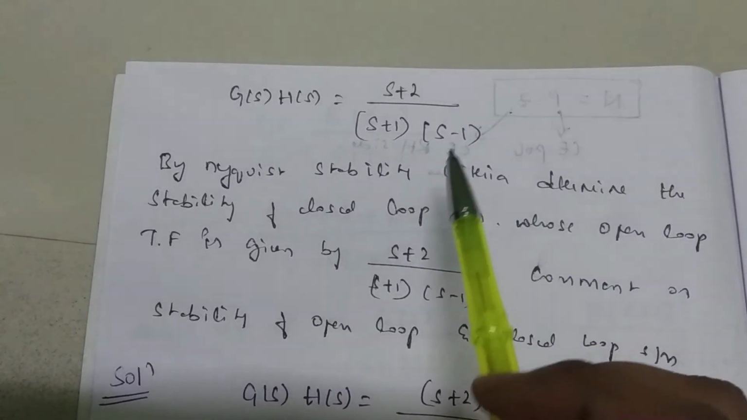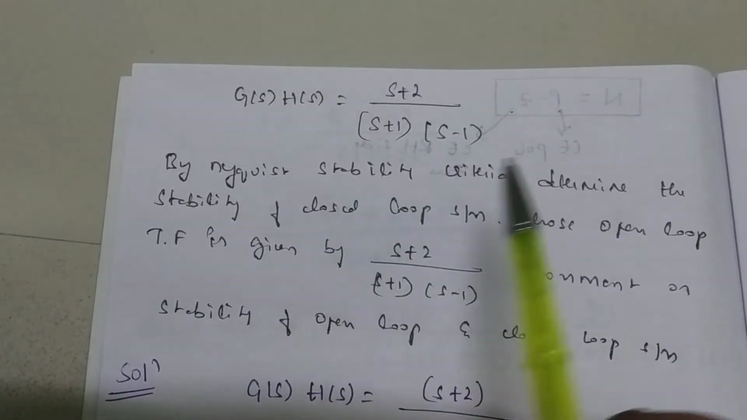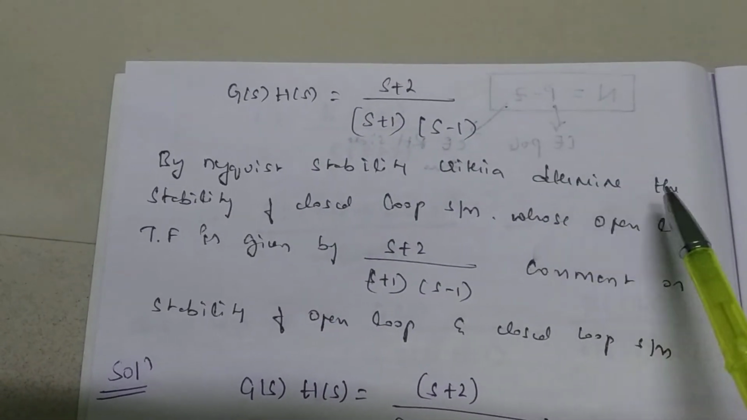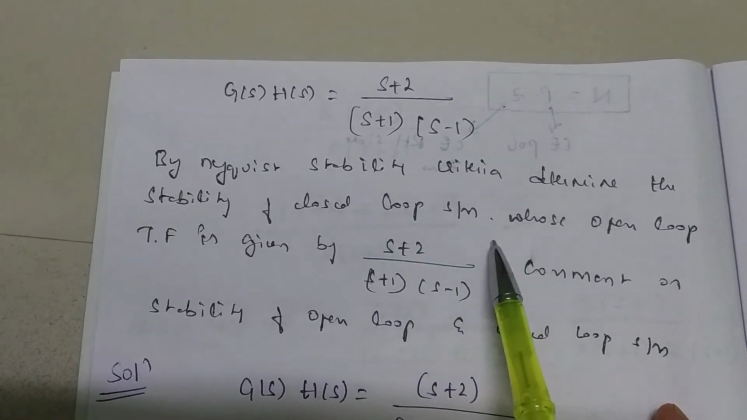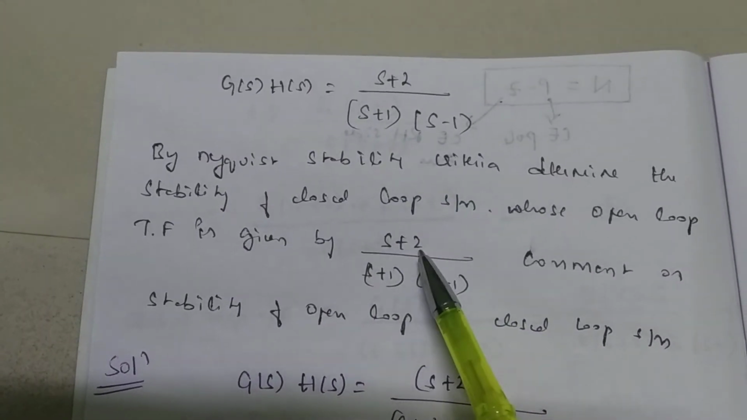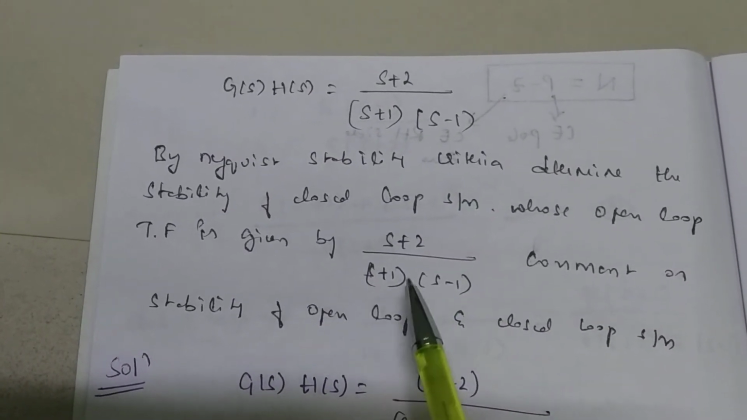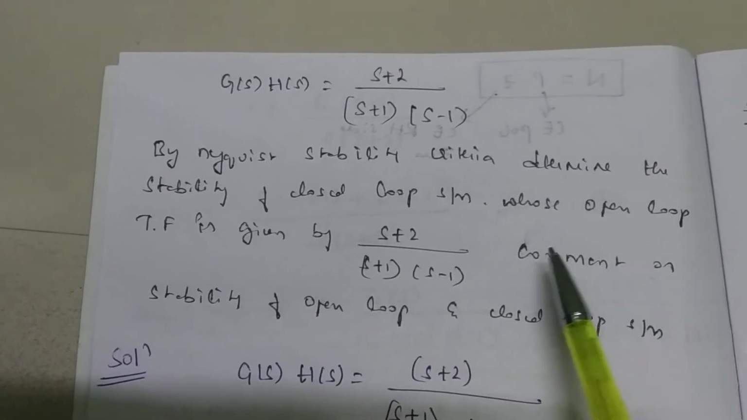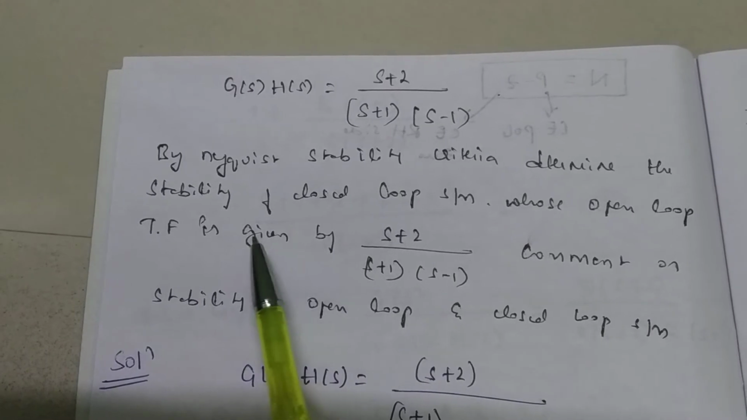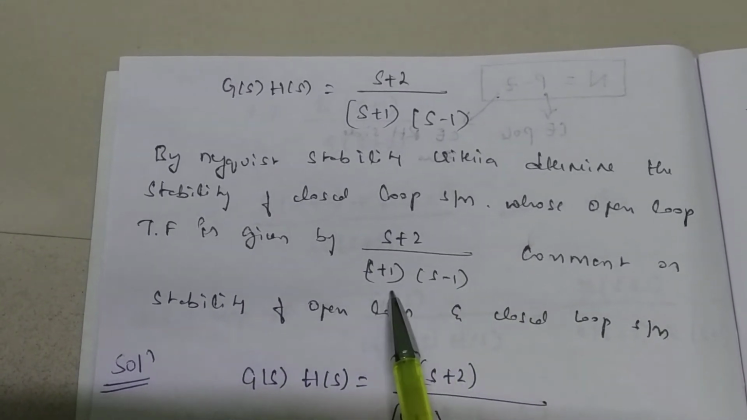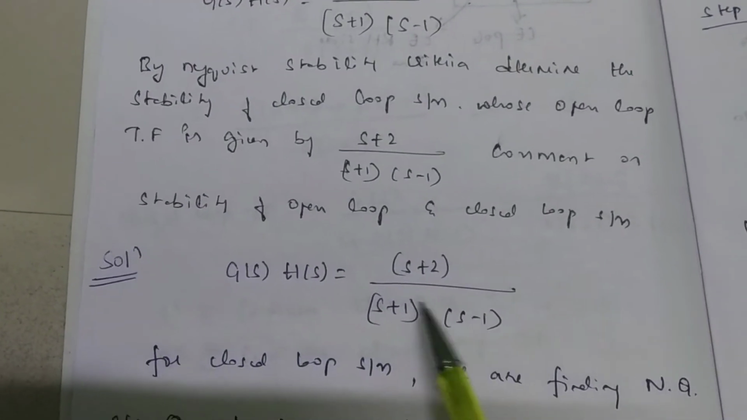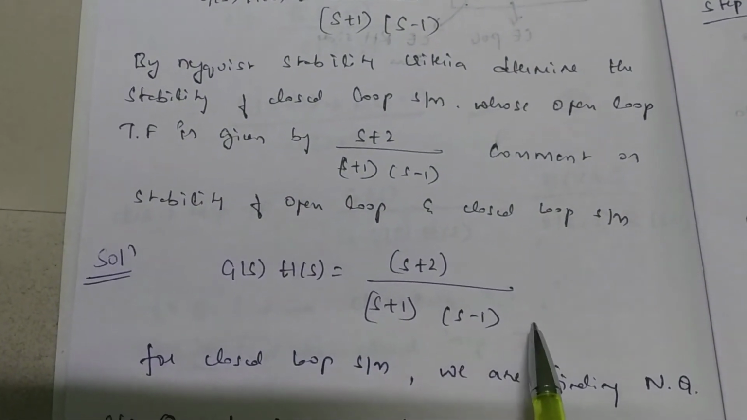Hello everyone. So here I have taken an example for a Nyquist stability criteria. By Nyquist stability criteria, determine the stability of the closed loop system whose open loop transfer function is given by (s plus 2) divided by (s plus 1)(s minus 1), and comment on the stability of open loop and closed loop system. So this is the open loop transfer function they have given: G(s)H(s) equals (s plus 2) divided by (s plus 1)(s minus 1).